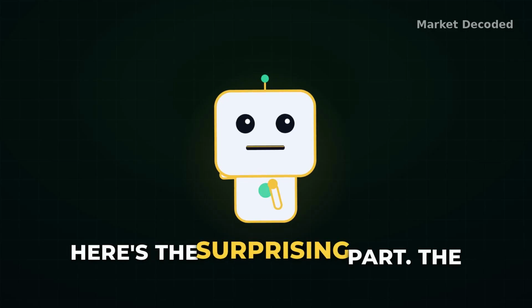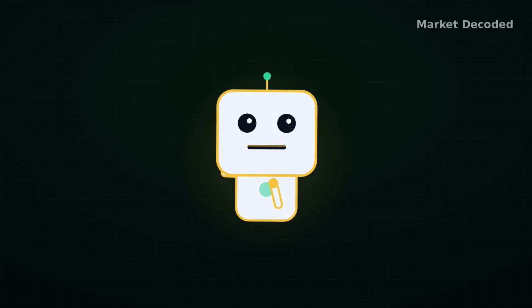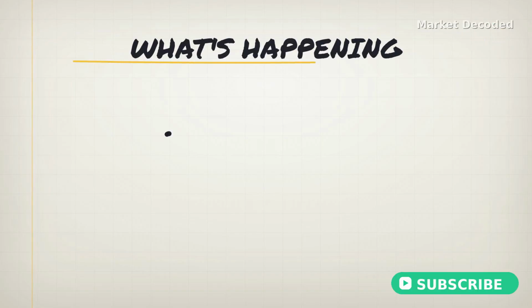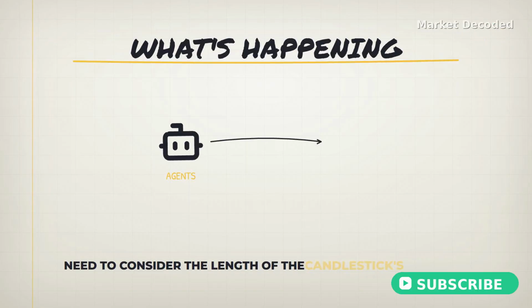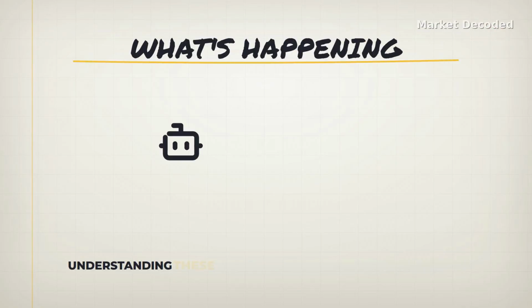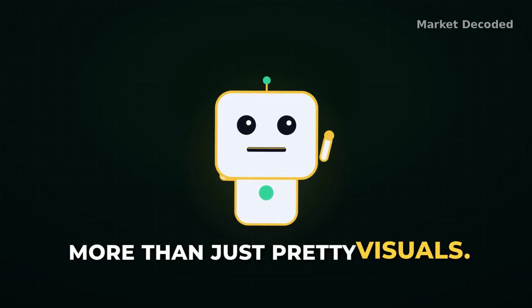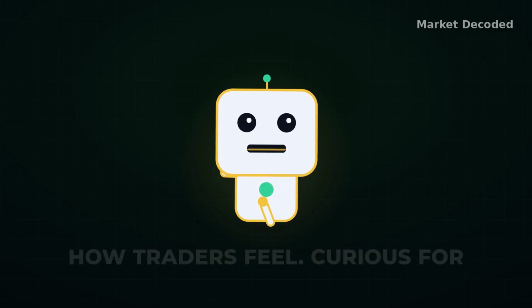Here's the surprising part. The color of the candlestick alone doesn't give the complete picture. You also need to consider the length of the candlestick's body and its wicks. A long green body indicates strong buying pressure, while a long red body shows significant selling pressure. Understanding these nuances can help you gauge market sentiment more accurately. So, next time you look at a candlestick chart, remember, those colors are more than just pretty visuals. They tell a story about how traders feel.